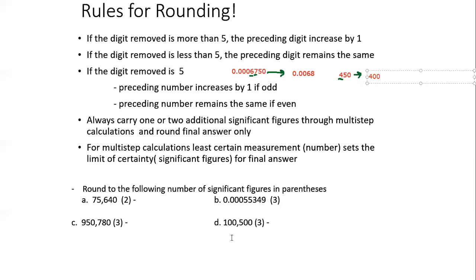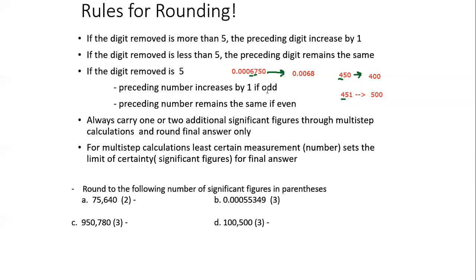Now note, it has to be exactly 5. So now if I rewrote this and put this number, 451, and we wanted to round it to one significant figure, well, this is not exactly 5, it's 51, and 51 is greater than 5, so you would round this up to 500. So this rule with the 5 is when it's exactly 5 in the number.